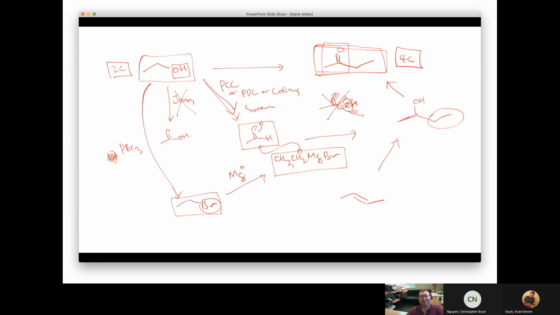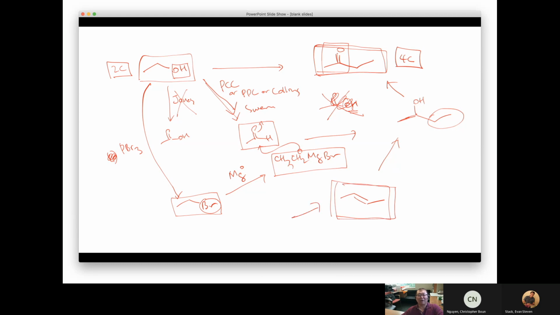Then, is there any other way? Could there be any other way to make it happen? Well, we haven't learned that yet, but this is also a viable route. I need to introduce some of the reactions that we're going to discuss in part two, so that's why I'm not trying to do that right now. But this is also a viable route.